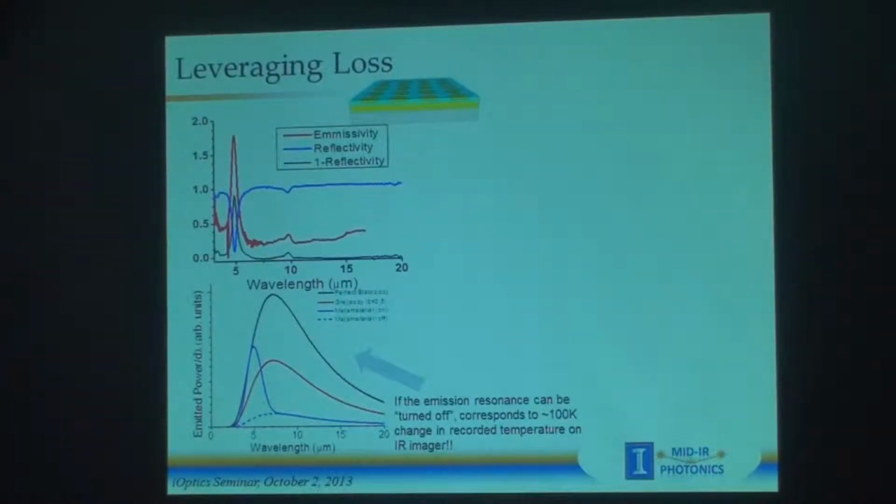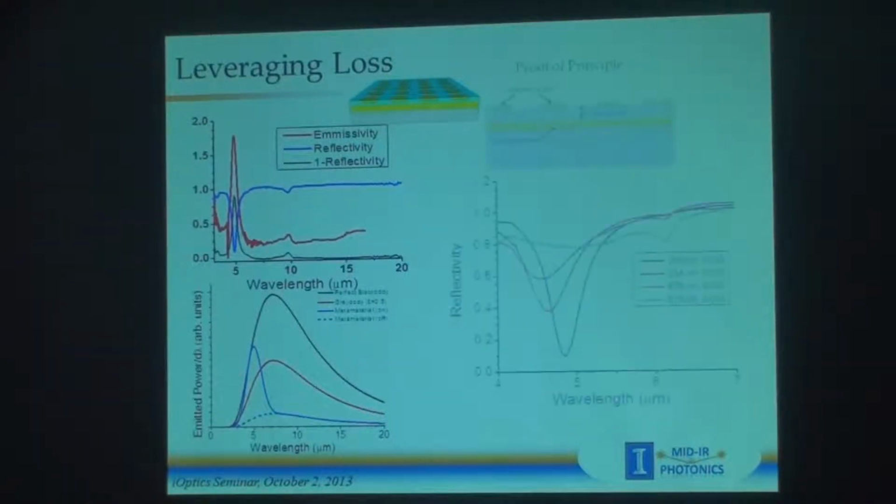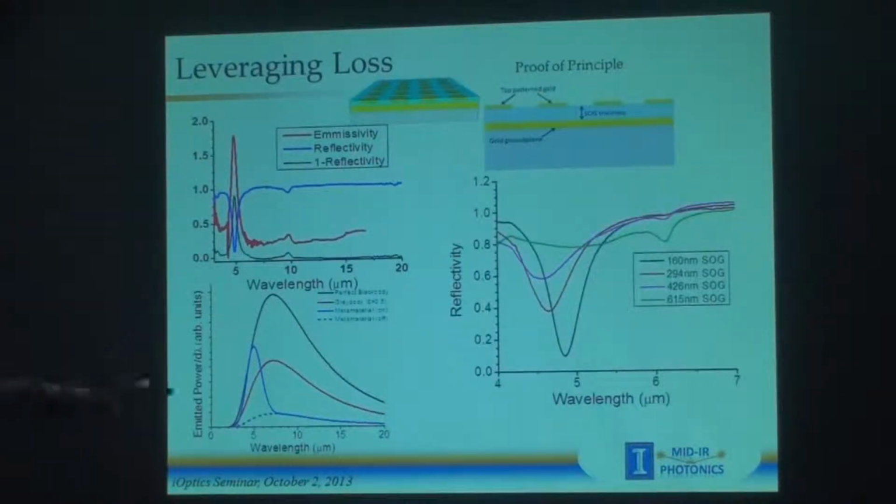You can talk about pushing emission into different wavelength ranges depending on where detectors work. Right? And so this change, being able to control that reflection dip, can give you effectively 100 Kelvin change in the apparent surface temperature of your surface. And this is all done with essentially a surface that's less than 300 nanometers thick. So that is lambda over 20 or 30 at the wavelengths that we're talking about.